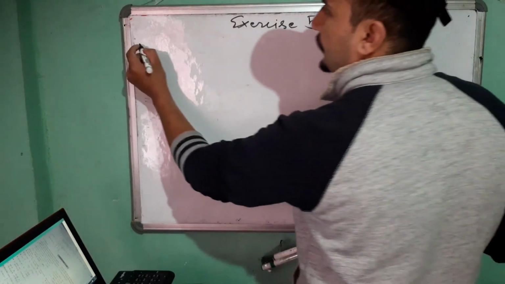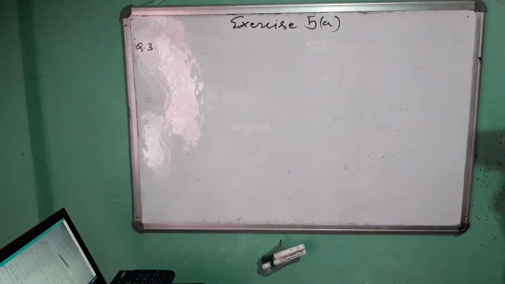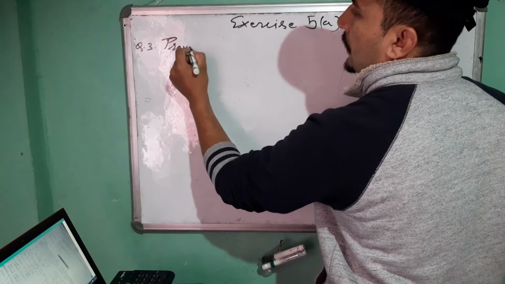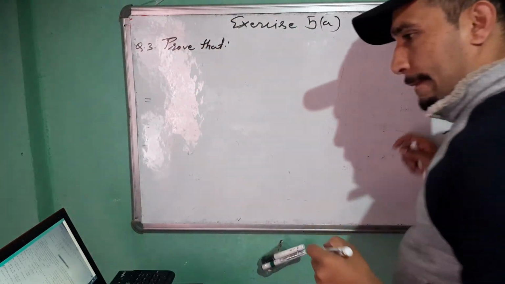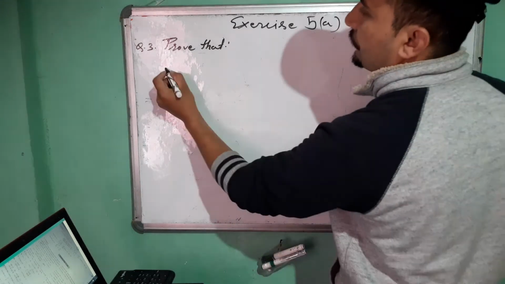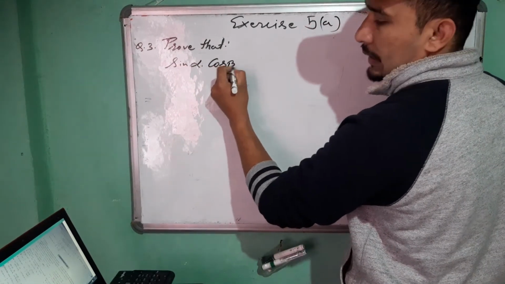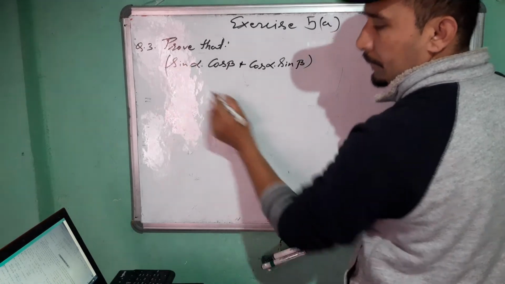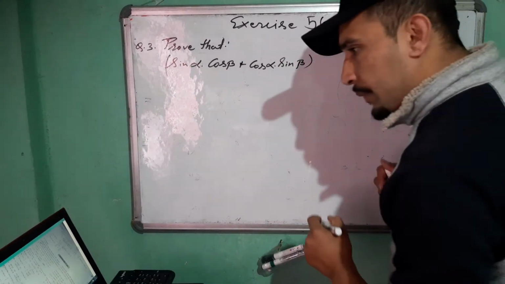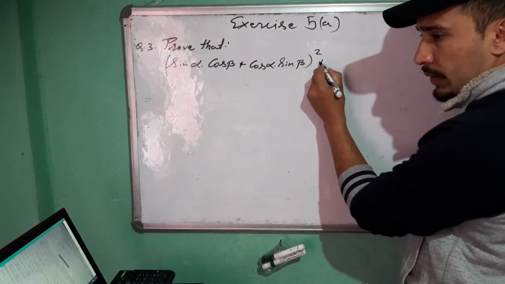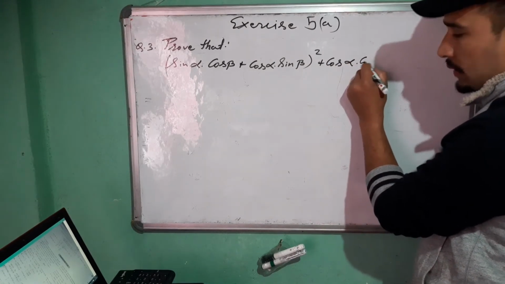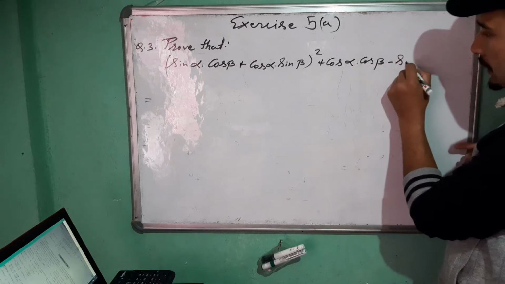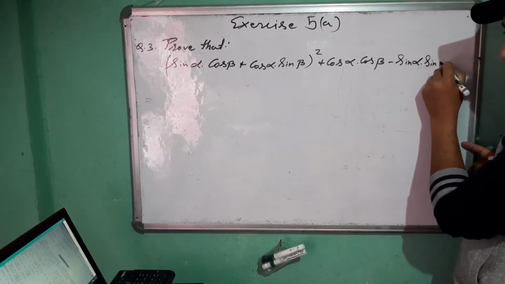Next, question number 3 is: prove that (sin alpha cos beta plus cos alpha sin beta) whole square plus (cos alpha cos beta minus sin alpha sin beta).